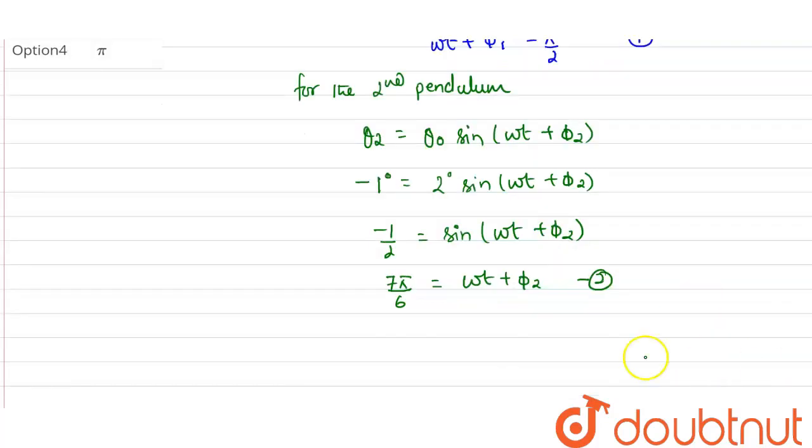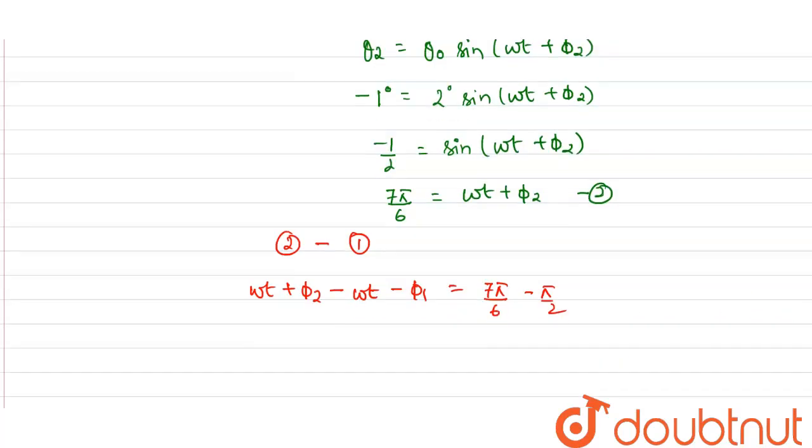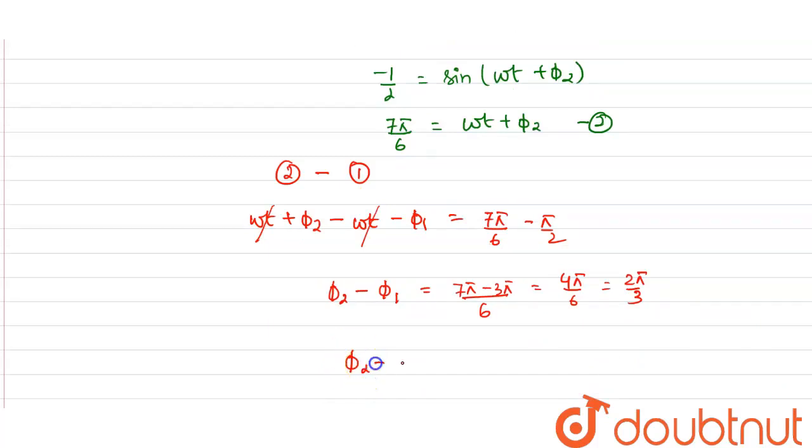Correct. So subtract equation number 1 from equation number 2. What we get is omega t plus phi 2 minus omega t minus phi 1 will be equal to 7 pi by 6 minus pi by 2. Correct. So omega t and omega t get cancelled out, so it will be phi 2 minus phi 1 equals, taking 6 as LCM, 7 pi minus 3 pi, so it will be 4 pi by 6 or 2 pi by 3. Correct. So the phase difference between the two pendulums, phi 2 minus phi 1, is 2 pi by 3.